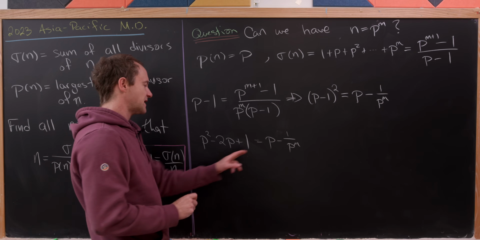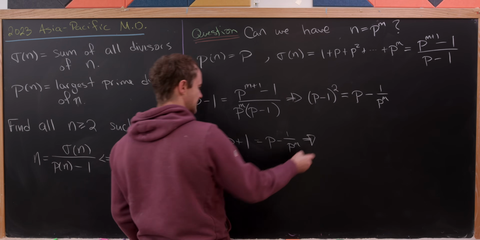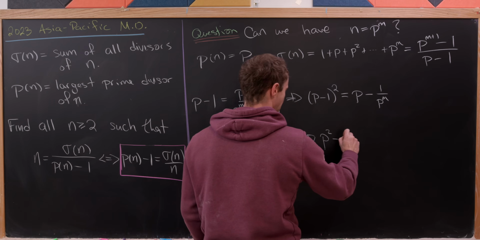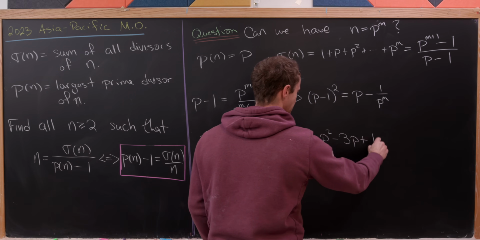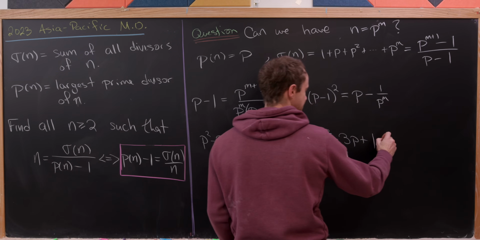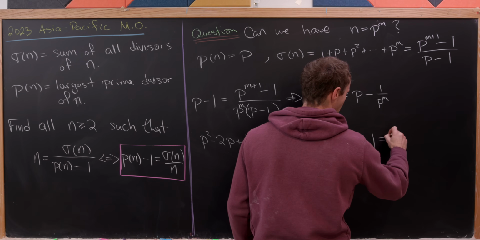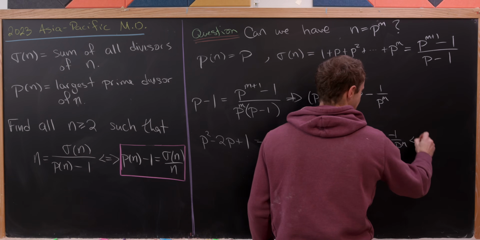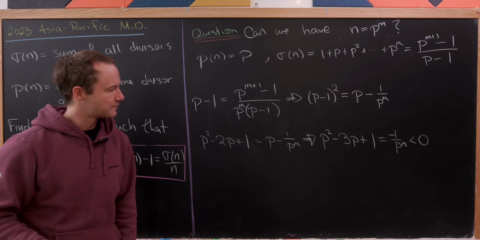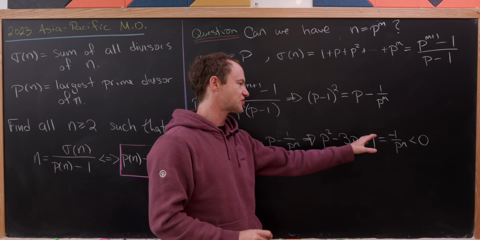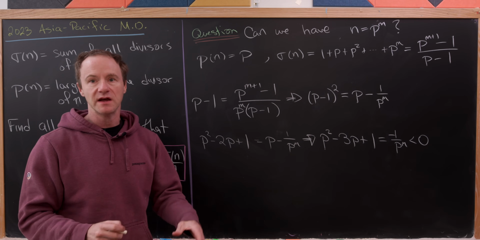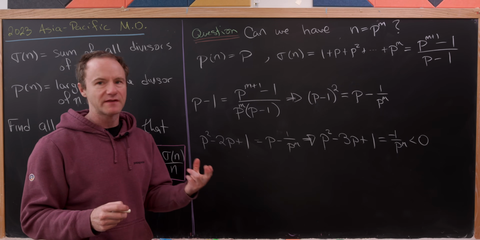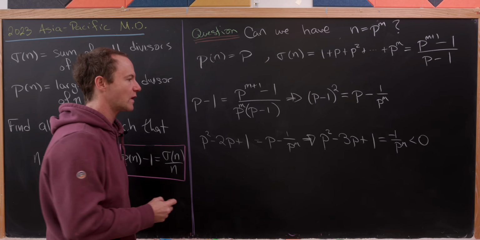But then moving this p over to the left-hand side gives me a quadratic inequality. I have p squared minus 3 times p plus 1 is equal to minus 1 over p to the m, which itself is less than 0. But now, since this is a quadratic expression that's less than 0, we know that this inequality occurs exactly between the two roots of this equation.